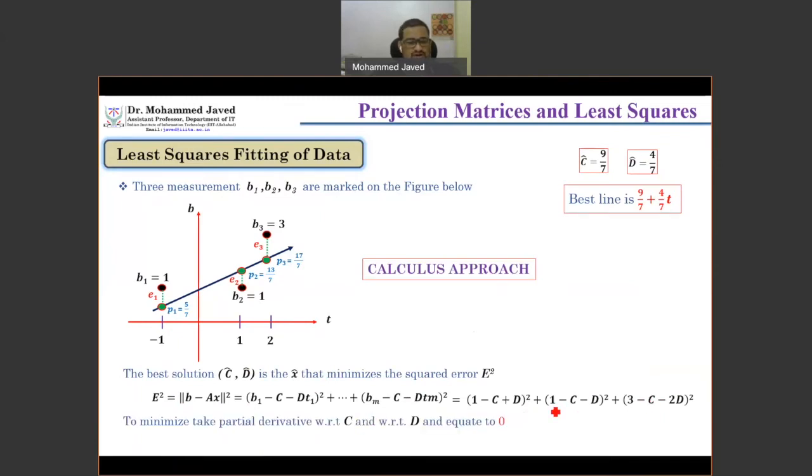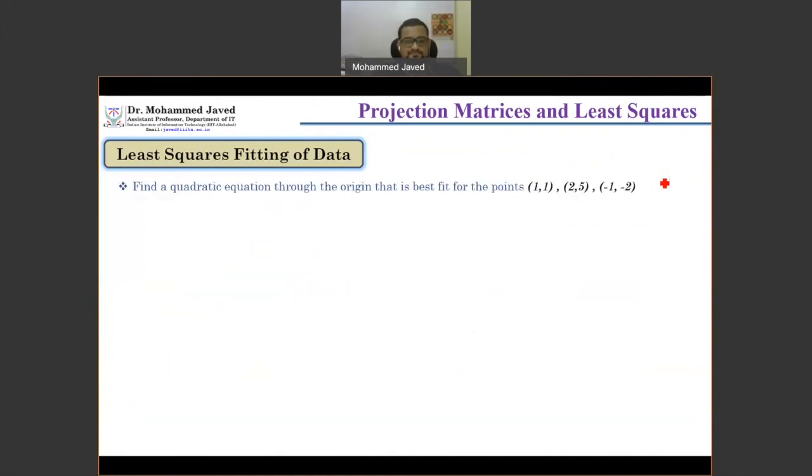In order to minimize, we have to take the partial derivative with respect to C and with respect to D and equate to 0. So when we take the derivative with respect to C and D, you will get one equation with respect to C. With respect to D, you get one more equation that is equated to 0, and then we can solve these two to get the best, that is C cap and D cap, and the best line is shown here. The calculus way also, you will get the same line.